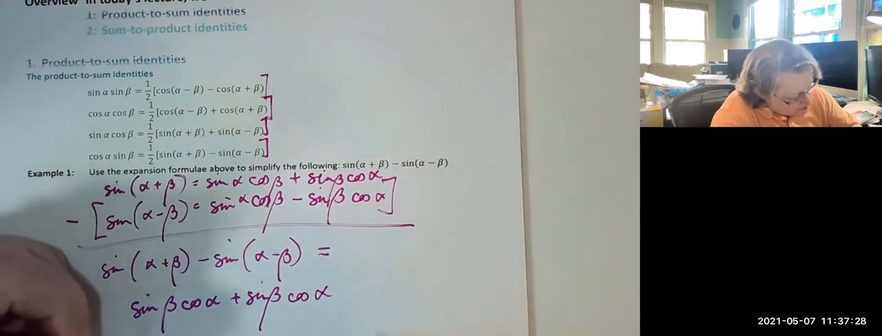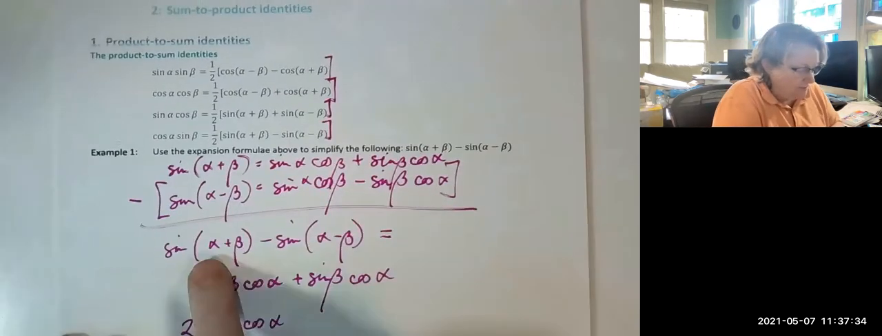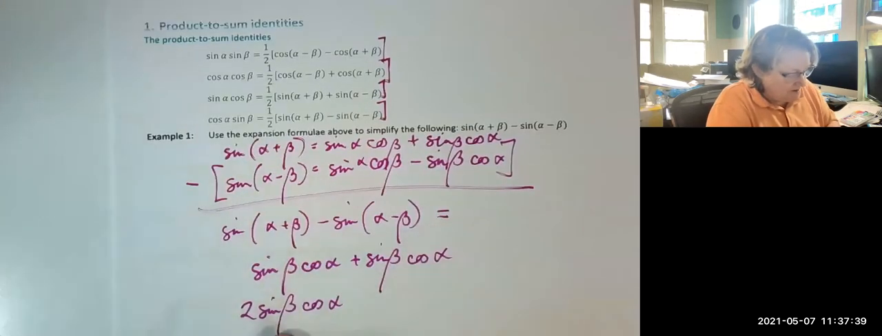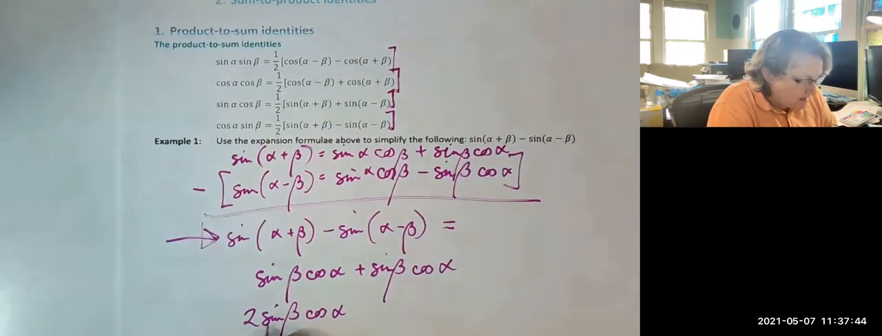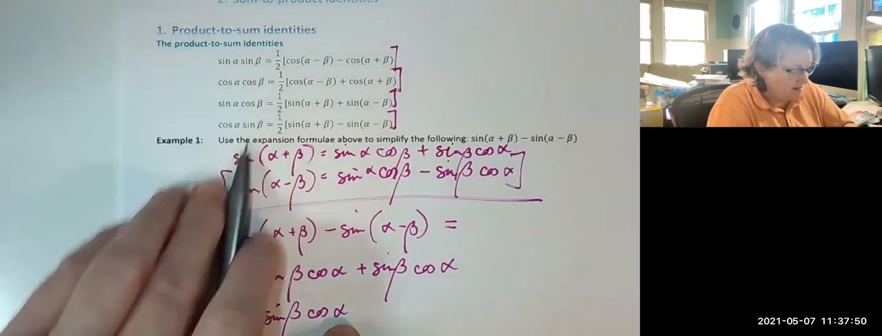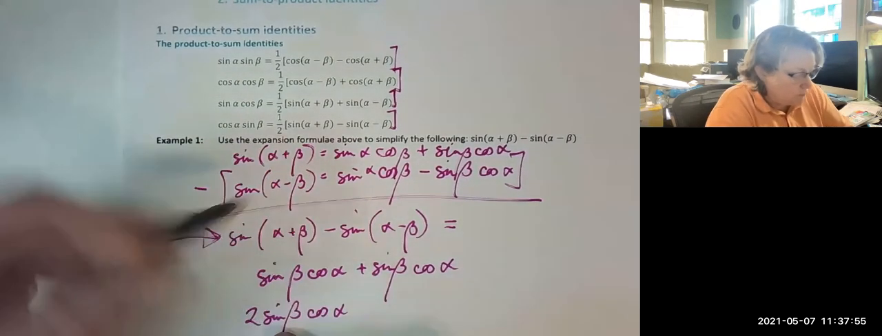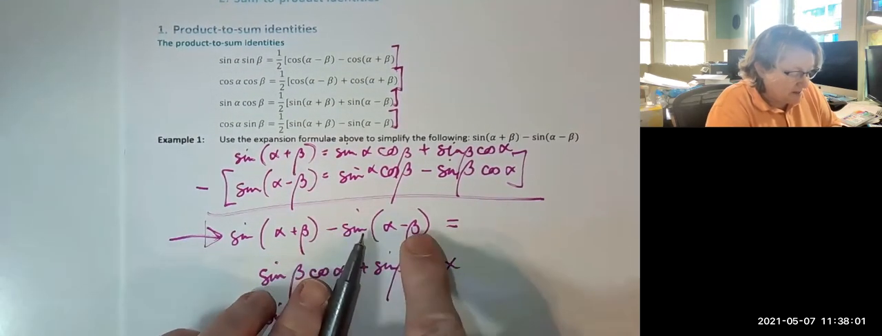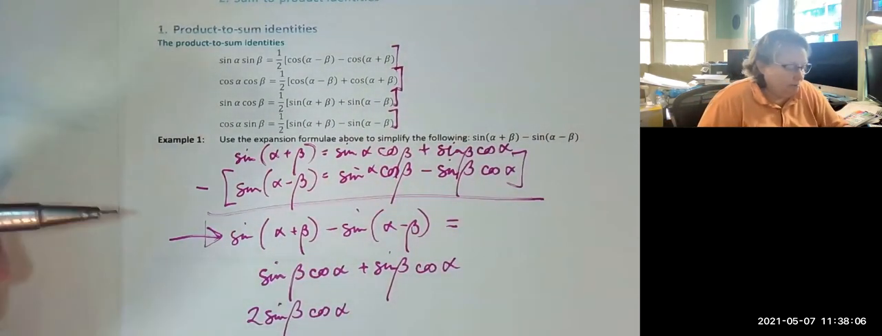So we get 2 times sine beta cosine alpha equals the difference of the sines. And do you see, if I solve both sides of this equation for sine beta cosine alpha, or sine alpha cosine beta, it doesn't really matter, that I would get 1/2 times the quantity sine of alpha plus beta minus sine of alpha minus beta. So I just wanted you to see how these identities come to be.